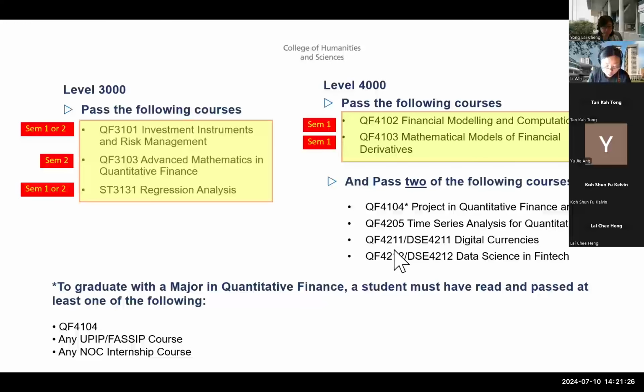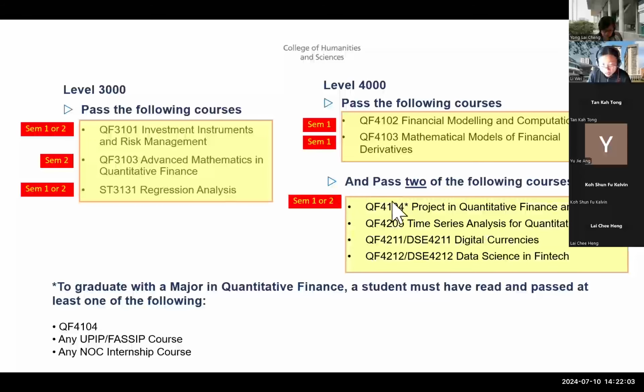QF 4104 is a capstone course for projects, with the course coordinator assigned by the Math Department. QF students will do a project in QF 4104. QF 4104 should be offered in both semesters, but it depends on the availability of the supervisors, because if you do a project, you need supervisors.